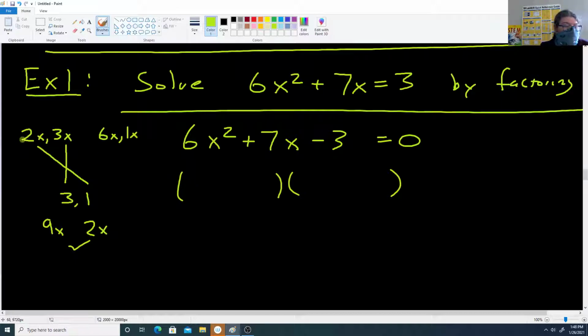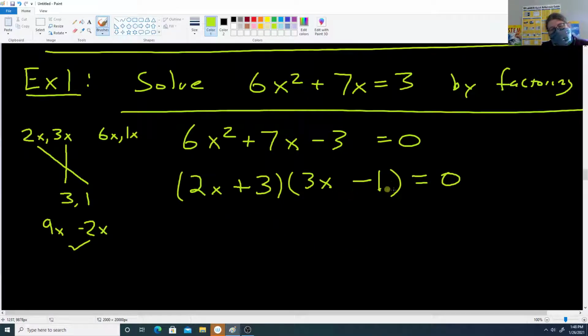And so, okay, I have a 2x and a 3x. 2x is pairing up with 1 by the outer foil, and 3x pairs up with 3 by the inner foil. For this to work, the thing that becomes 9 needs to be positive, and the thing that becomes 2 needs to be negative. So the 3x times the 3 becomes the 9, and the 2x multiplied by negative 1 makes a negative 2.